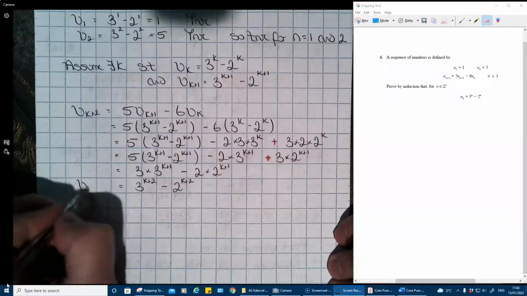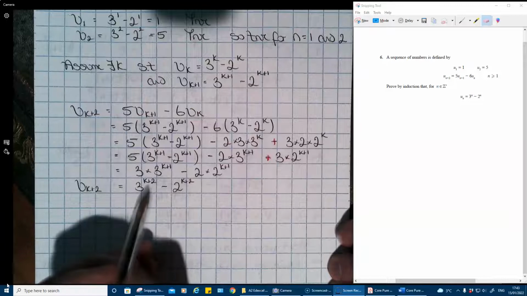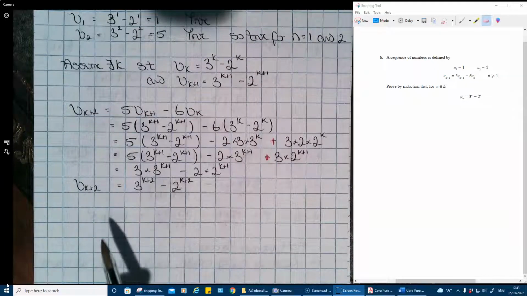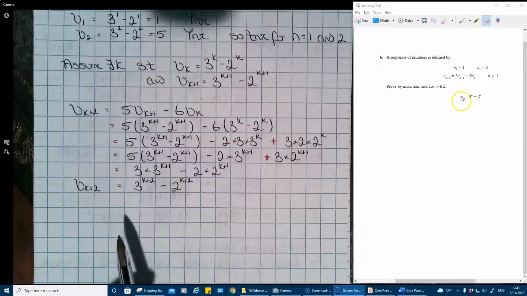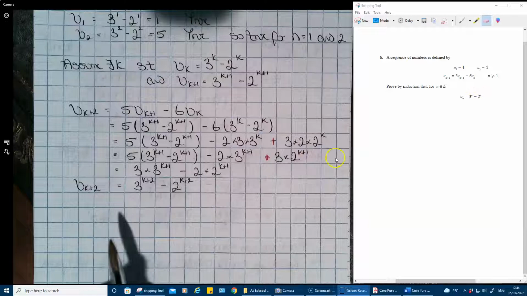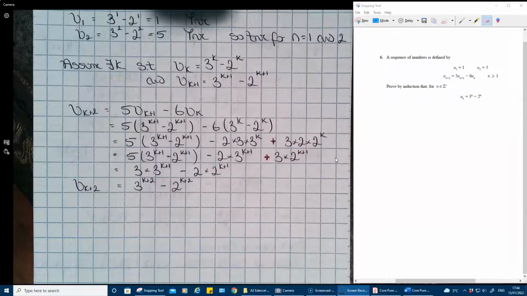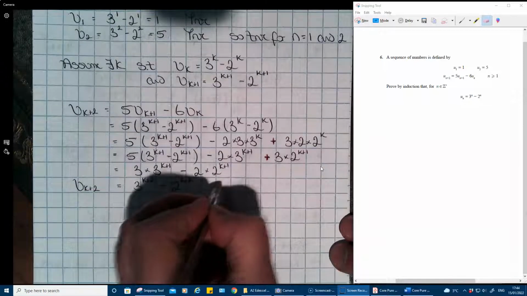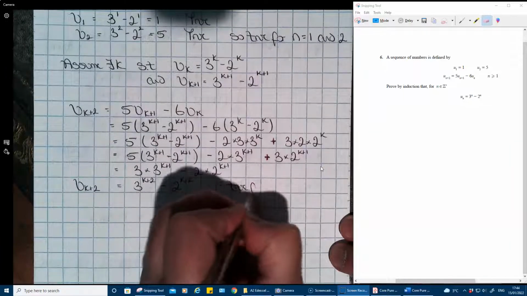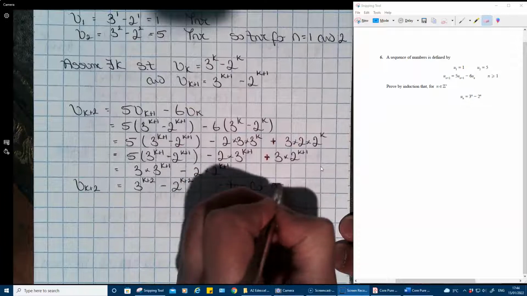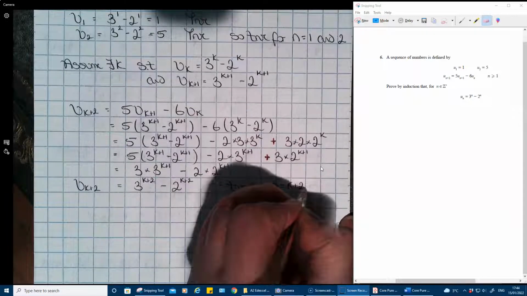So u to the k plus 2, which fits the model we're trying to prove, fits this over here. So u to the k plus 2 we've shown is 3 to the k plus 2, take away 2 to the k plus 2. I knew I'd gone wrong here because I had in mind what answer I was aiming for. Okay, this is a plus. So therefore true for n equals k plus 2.